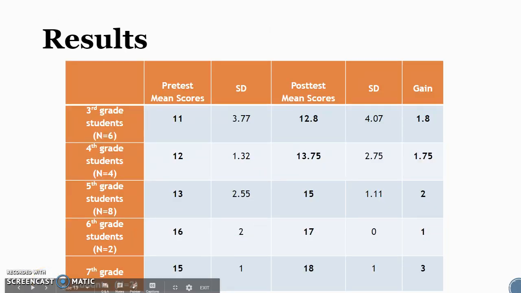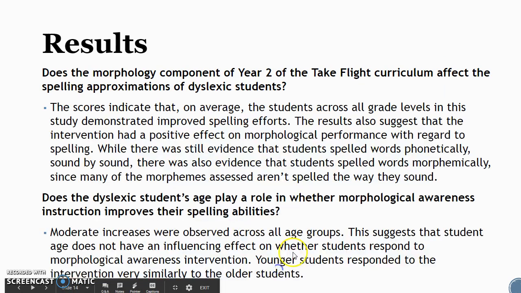You can see the results here of the pretest and the post-test, and the gain in the right column of their gain in scores. It's all very similar across all grade levels. The lowest gain was in 6th grade, and the greatest gain was 7th grade, with 5th, 4th, and 3rd looking very similar. Here are their post-test scores and the standard deviation.